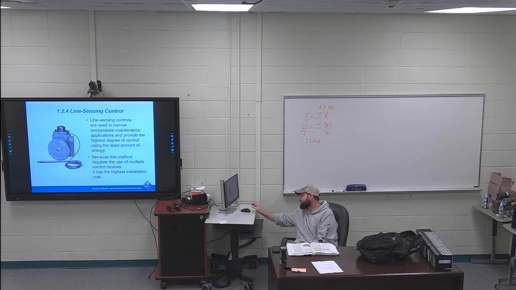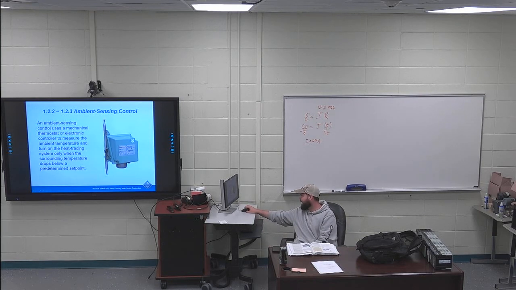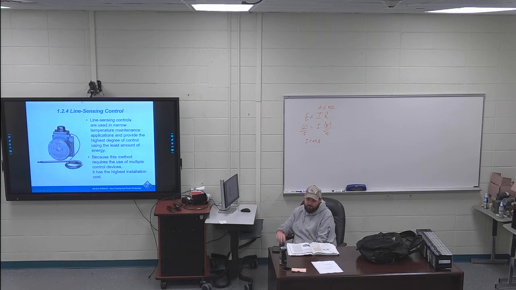124, line sensing control. That's where you're actually putting this on the pipe itself, or the line, and you're actually measuring the temperature of the pipe. The first sentence of 124, line sensing control, is highlighted. A line sensing control uses a mechanical thermostat or electronic controller to measure the actual pipe temperature, not the ambient temperature surrounding the pipe. So whereas 122, the ambient sensing control, and 123, proportional ambient sensing control, are just measuring the temperature of the air, this one is measuring the actual temperature of the pipe.